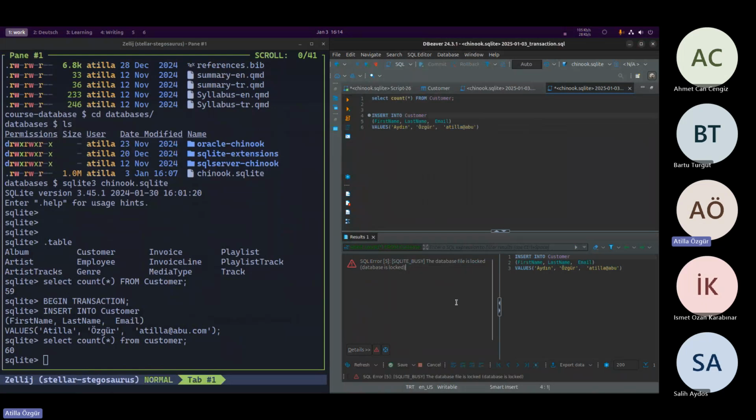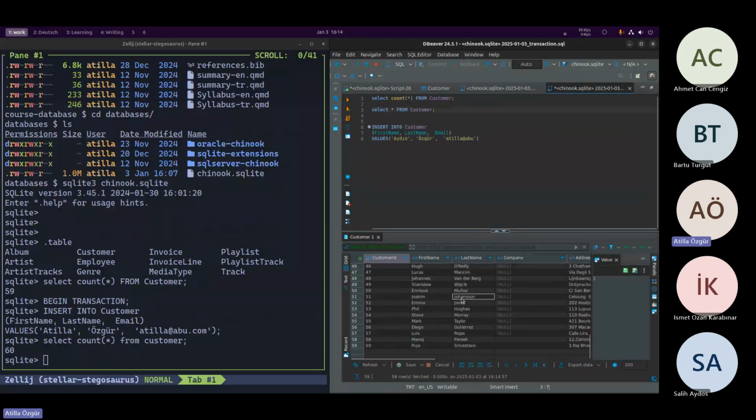Database file is locked. Why is the database file locked? Since right now on the left-hand side, I am locking this customer table and the customer SQLite file. While I am running this transaction, the others will not be able to come and write anything. They will be able to read it, like here, or let me read from the customer table.